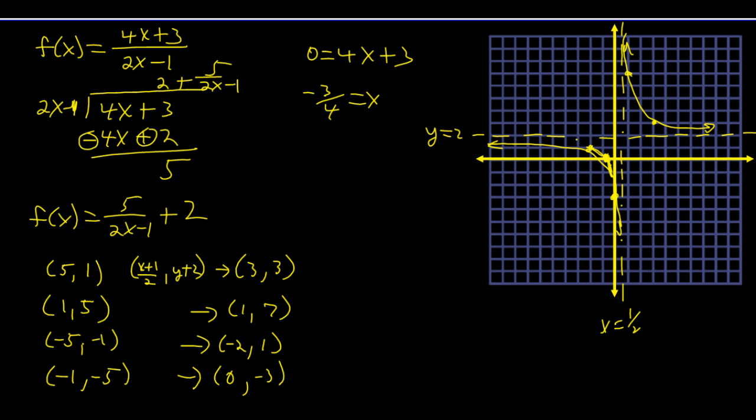The hardest thing about this one is remembering that when I multiply the 2 times the x, that gives me a scale factor of 1/2. So I'm going to add 1 and then divide by 2.